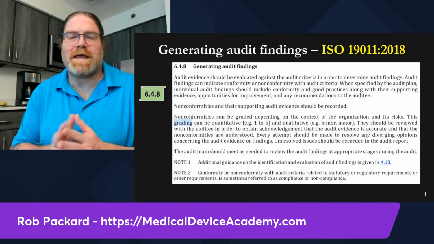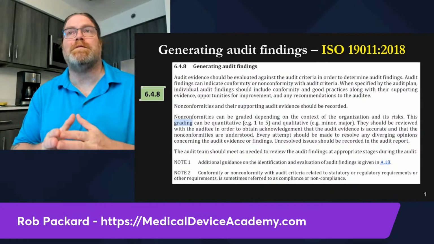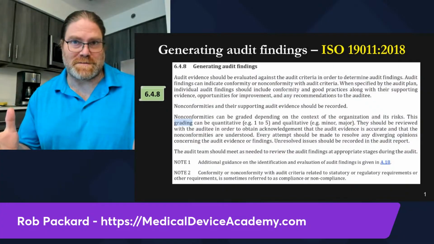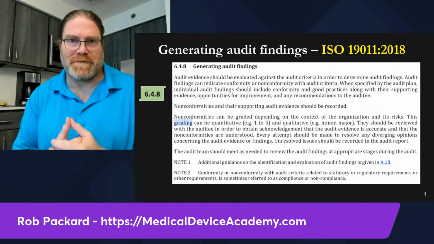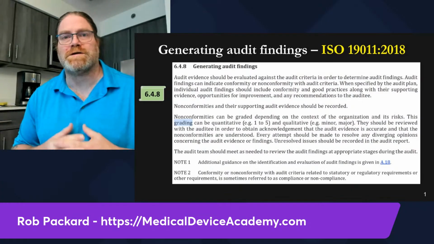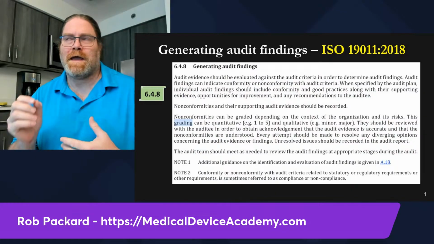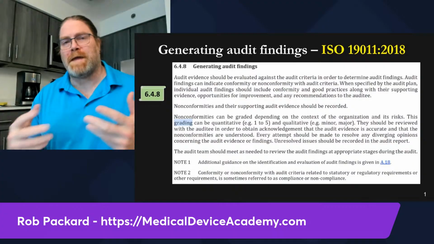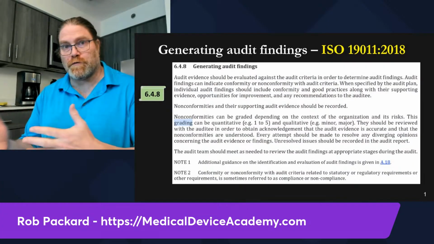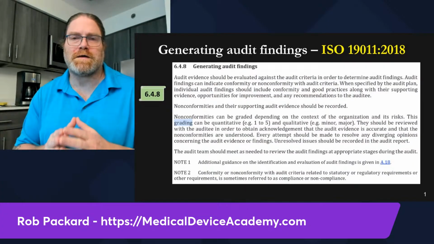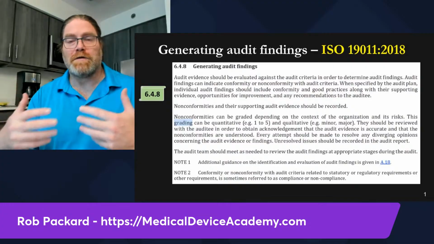Hi, everybody. Today we're going to talk about how to grade findings and how to present the findings to medical device companies when you're conducting an audit. I'm not talking about just how you score something. Is it a major? Is it a minor? Is it a 1, 2, 3, or 4? I'm talking specifically about how do you present it to somebody?